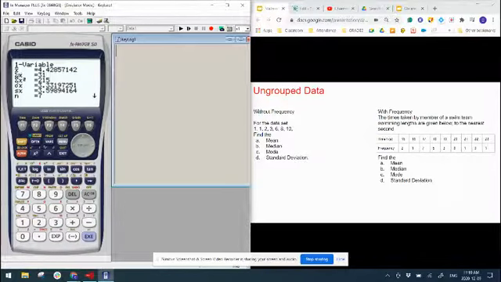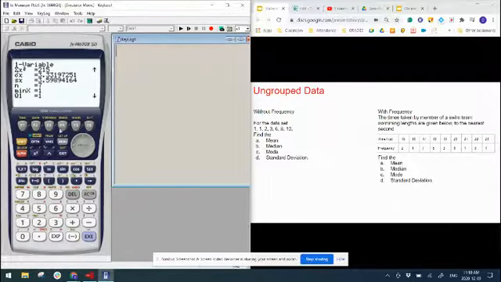So in one variable, the x bar here is going to be our mean. So our mean would be 4.43 with rounding. It gives us our standard deviation, which is the sigma x. So it would be 3.33. Tells us that we had 7 data points.